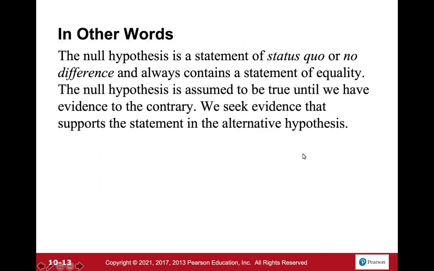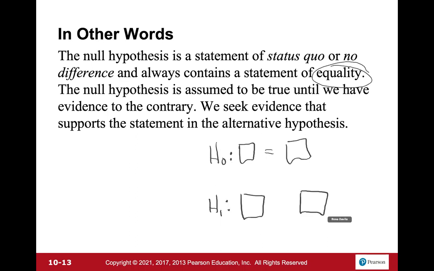In other words, the null hypothesis is a statement of status quo or no difference and always contains a statement of equality. There's always going to be an equal sign in the null hypothesis. So it's going to be some sort of parameter equal to some other value. H1 is going to have the same parameter, but this one could either be not equal to, less than, or greater than.